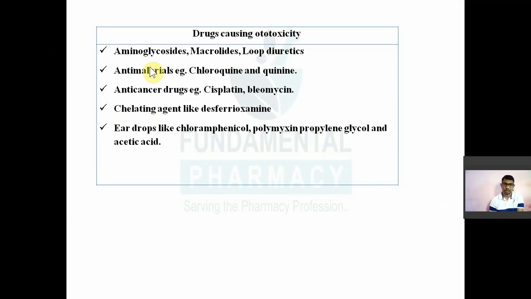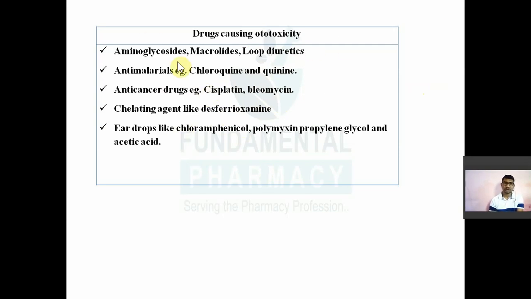So drugs causing ototoxicity. So toxicity of drugs, or the study of toxicity of drugs, is known as toxicology. Okay, this is the last point in general pharmacology, toxicology. So the study of adverse effects or toxic effects of drugs is known as toxicology.